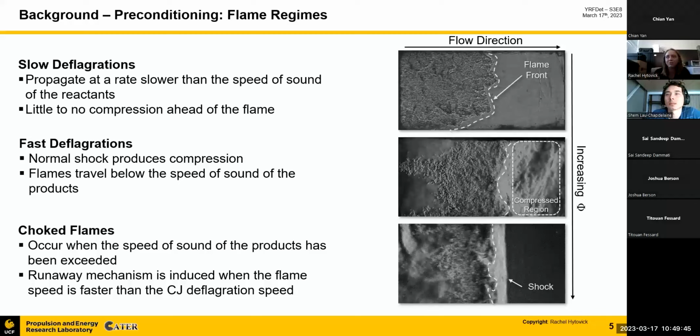Whereas fast deflagrations are moving above the speed of sound of the reactants, but below the speed of sound of the products. So I believe for hydrogen air, the slow deflagrations are moving between 0 and 355 meters per second. Maybe it's 390, but they're moving less than 400 meters per second. And then the fast deflagrations would be anything moving between, I think, 400 meters per second and 1,000 meters per second. Again, this is just looking from one frame to another and seeing how fast it's moving, not the consumption rate. And then the choked flames are anything from the speed of sound of the products, so 1,000 meters per second, to the CJ detonation velocity.